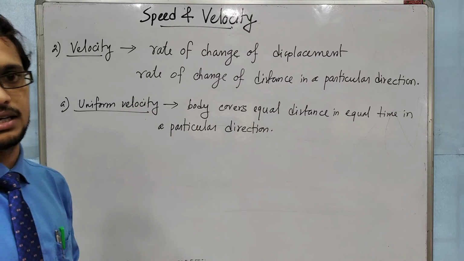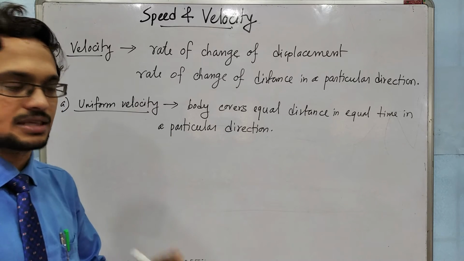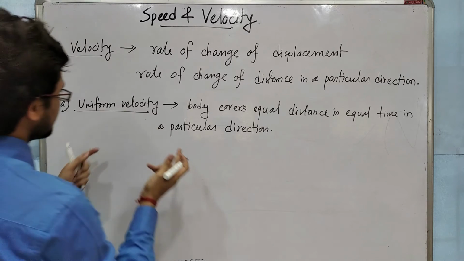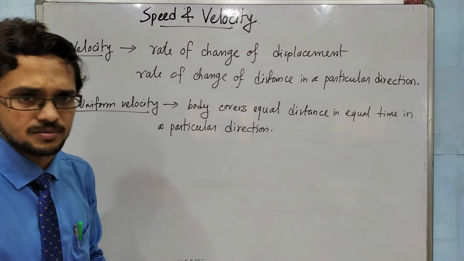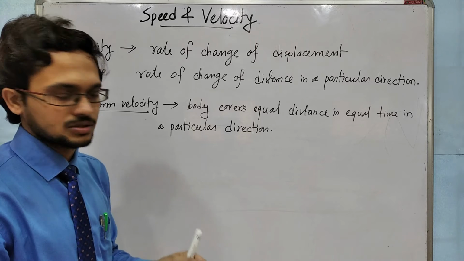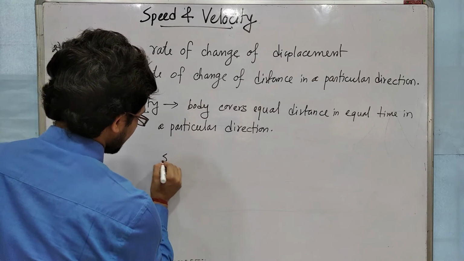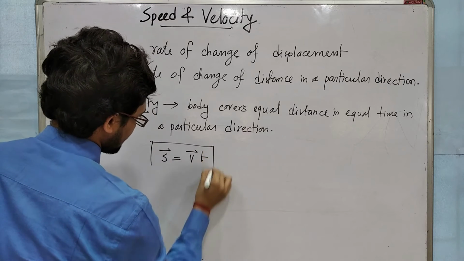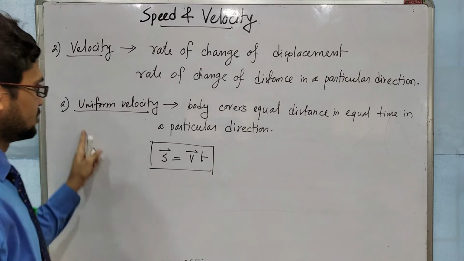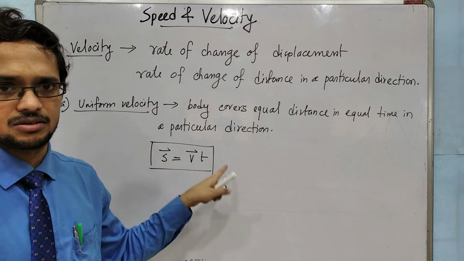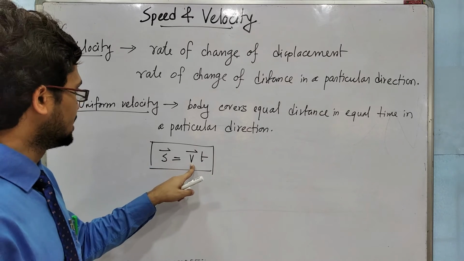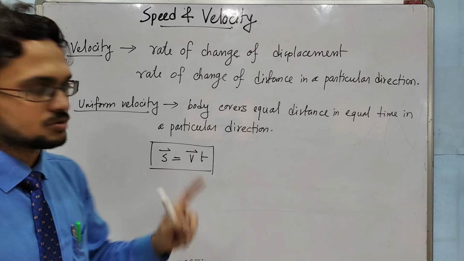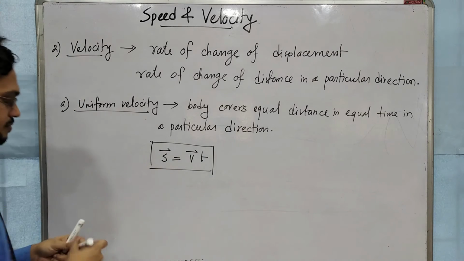If any one thing, magnitude or direction, changes with time, that means it will not be uniform. From this uniform velocity, if we know the value of uniform velocity and the time of motion, then we can find the displacement. So displacement will be velocity into time. That is almost the same kind of formula as uniform speed, where distance equals speed into time. Here displacement equals uniform velocity into time. This formula is only applicable when the object moves with uniform velocity.